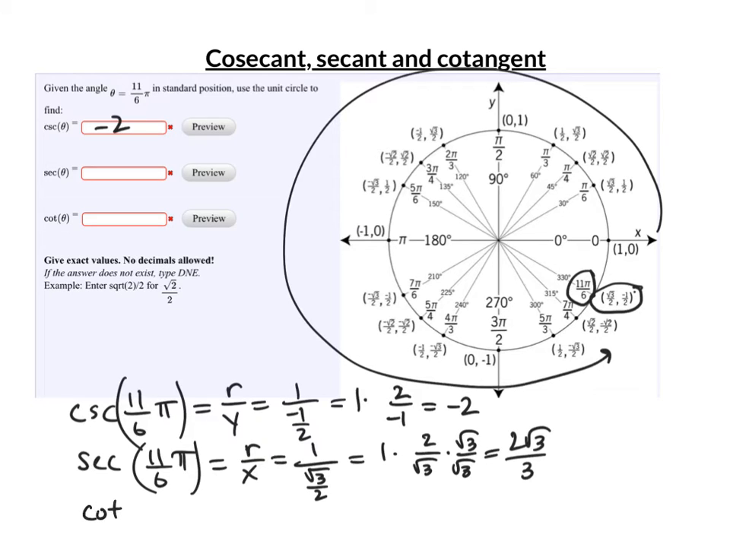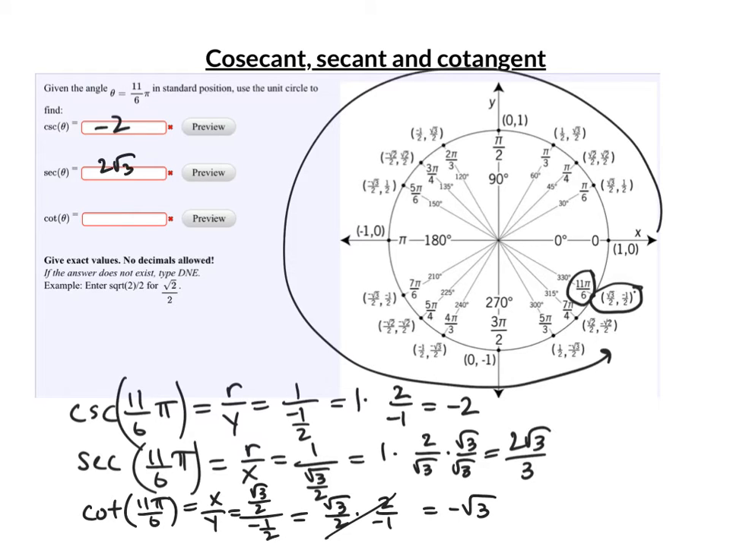The cotangent of 11 pi over 6 is the reciprocal of tangent, so x over y. X is root 3 over 2. And y is negative 1/2. So that's root 3 over 2 times the reciprocal, 2 over negative 1. Those 2's cancel, and we get negative root 3. So 2 root 3 over 3 for the secant, and negative root 3 for the cotangent.